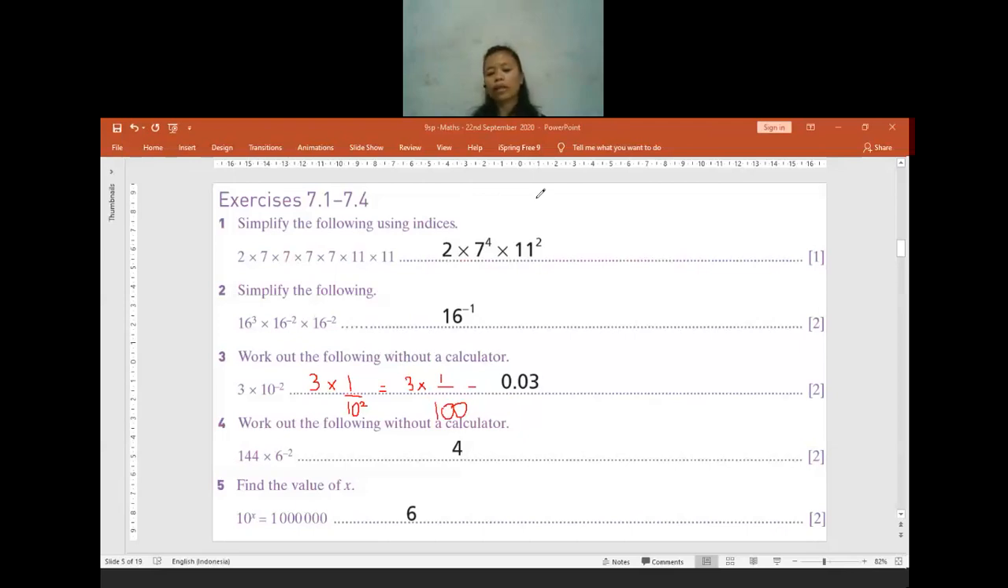For question 4, work out this number without using a calculator. So now you have 144 times 6 to the power of negative 2. 6 to the power of negative 2 means 1 per 6 to the power of 2. So we can make it as 144 times 1 per 36. Later on, you can do cancelling, so the final answer will equal 4.